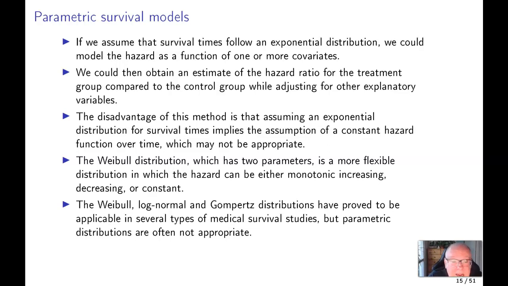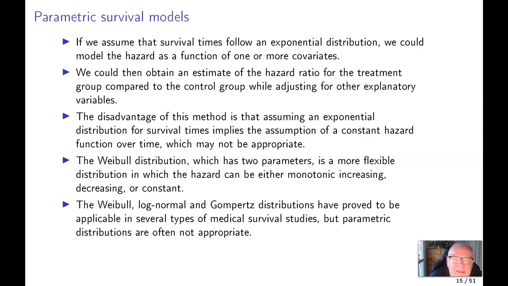Now, we can have more flexible distributions. The most common one is the Weibull distribution. This has two parameters. And with the Weibull distribution, the hazard can be monotonically increasing or monotonically decreasing or constant. So monotonic just means effectively constantly moving in one direction. So we cannot have a turning point. The hazard cannot go up and then go down again in the Weibull distribution.